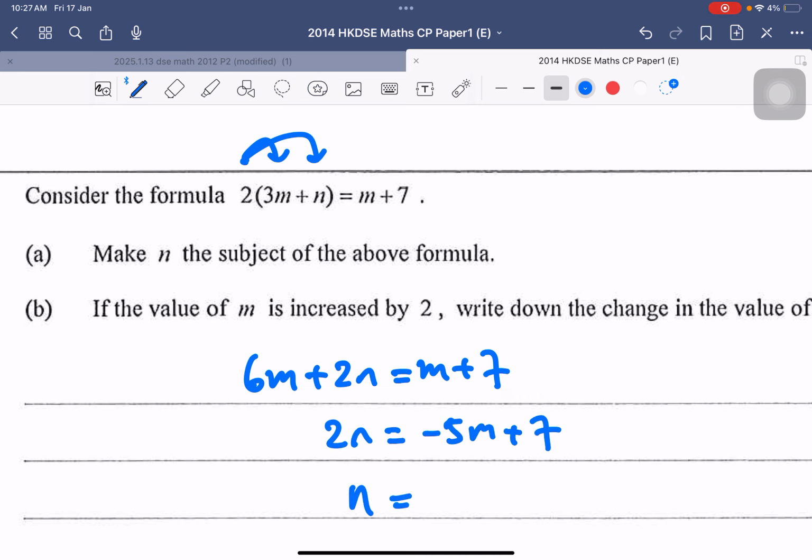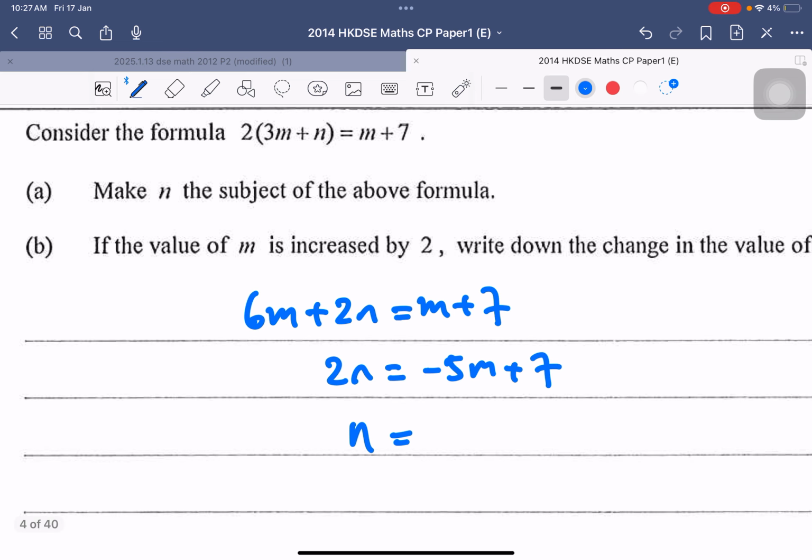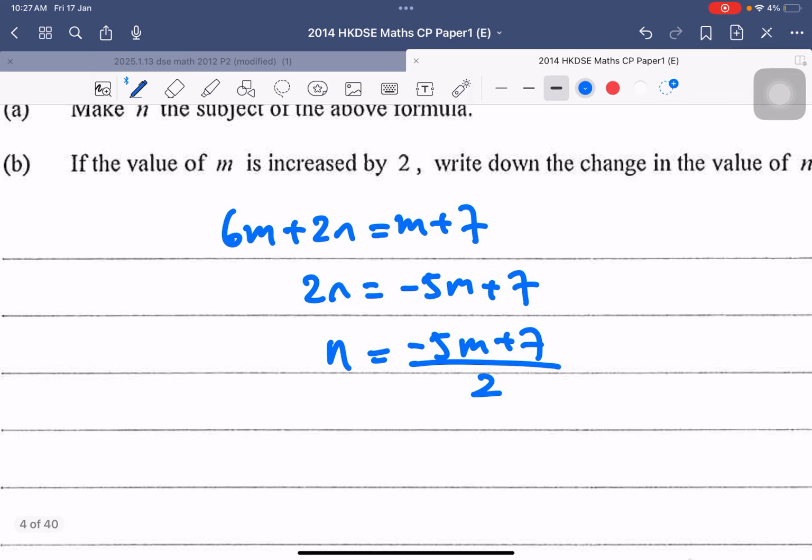So n is just equal to... I don't want this 2, so what do you need to do? Move it to the right, becomes divide. So I have n equals negative 5m plus 7, divided by 2. Okay, is this clear?